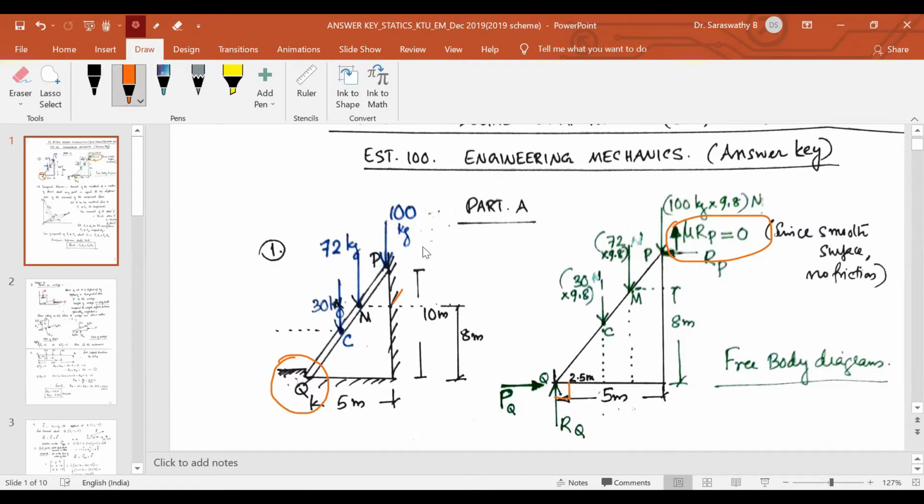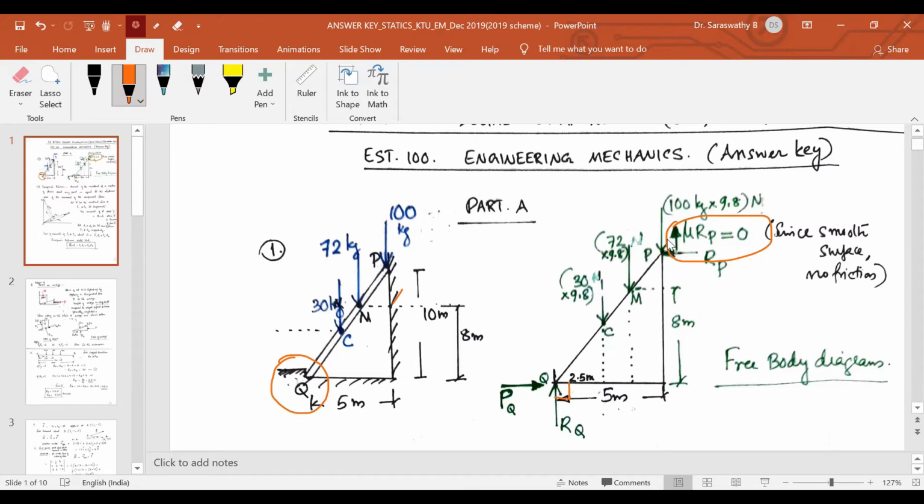Now we have to mark the given forces. 100 kilogram. It is said mass 100 kilogram. So 100 into 9.8 Newton. Here, the weight of the ladder. A man of weight 72 kilograms stands. So this is the weight of the man, 72, at a distance 8 meter from the bottom. So 72 into 9.8 Newton. Self weight of the ladder 30 kilogram, 30 into 9.8. So altogether 3 external forces.